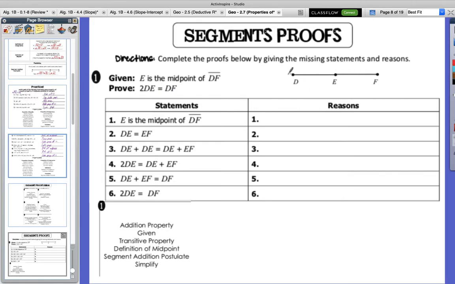We're saying if we take twice this measurement, we'll get the whole thing. And we have to prove that just from the fact that we know that E is the midpoint. So here are the steps we go through. We need to give the reasons why, and we'll use each of these exactly once. So our first one, well, that's kind of a freebie. It's our given.